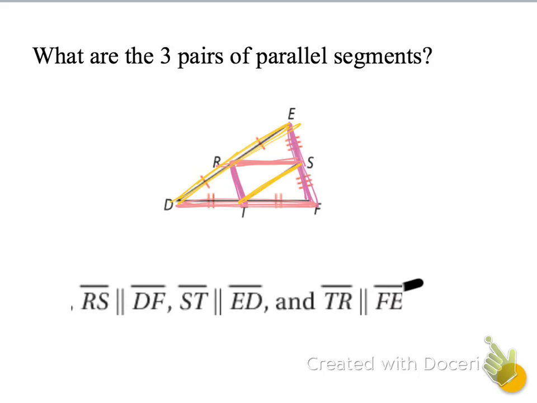And remember, when you write parallel, you use your little parallel signs here. So we're saying RS is parallel to DF, which is one of the pink ones. ST is parallel to ED, which is the yellow one. And then the last pink one, TR, is parallel to FE.